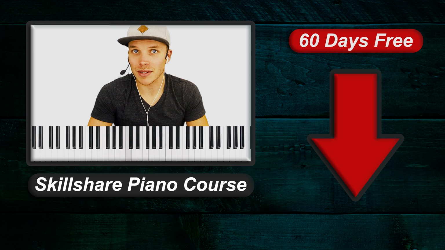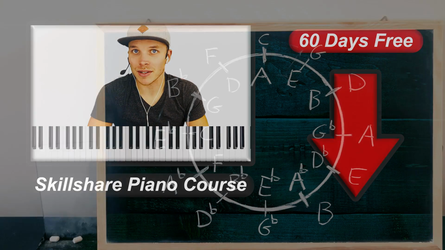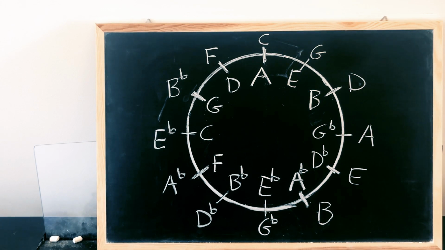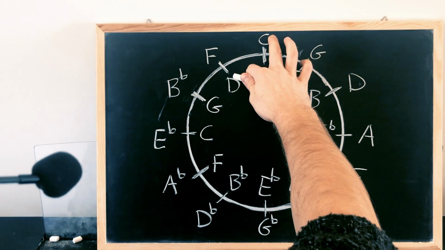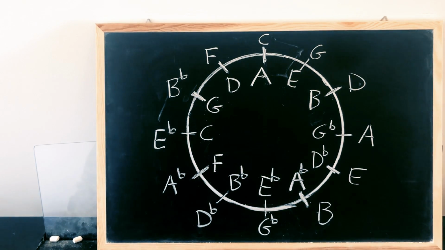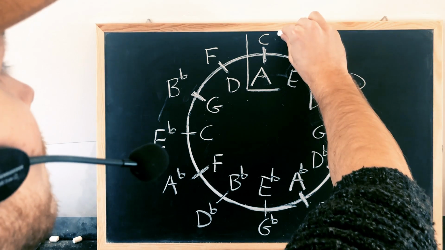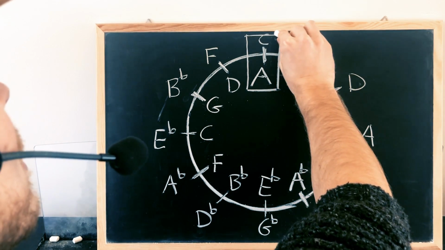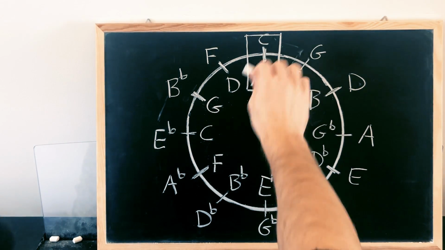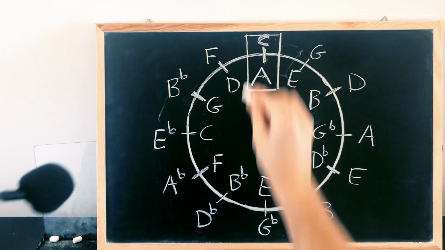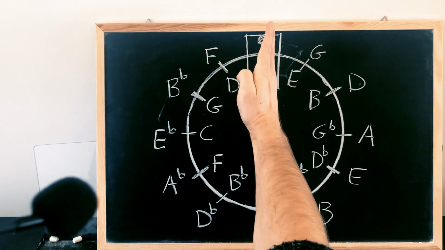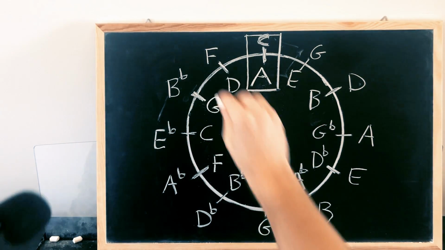Now here's the cool thing. What if I want to find any major scale or any minor scale? Super easy. Let's say we want to find the C major scale. What you're going to do is identify the scale that you want to play and select the note below as well. So C and A. Then you move counterclockwise on the circle once.